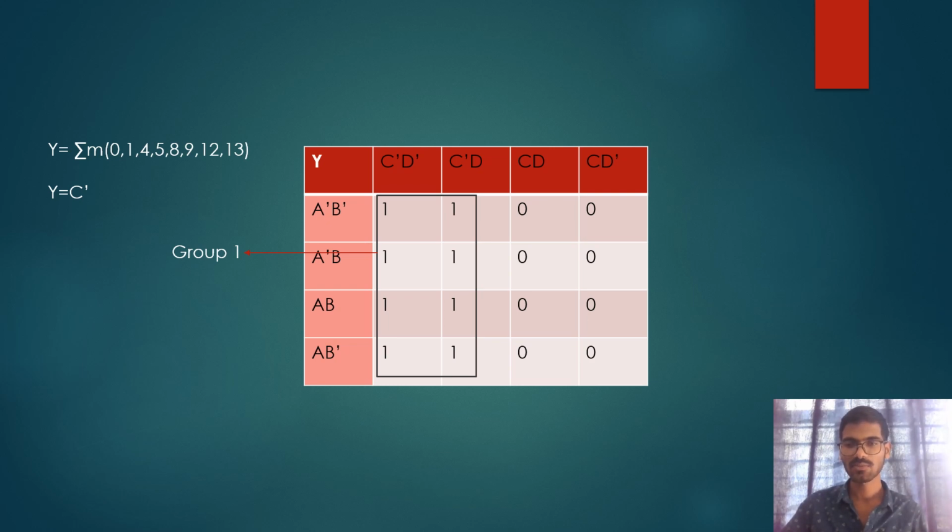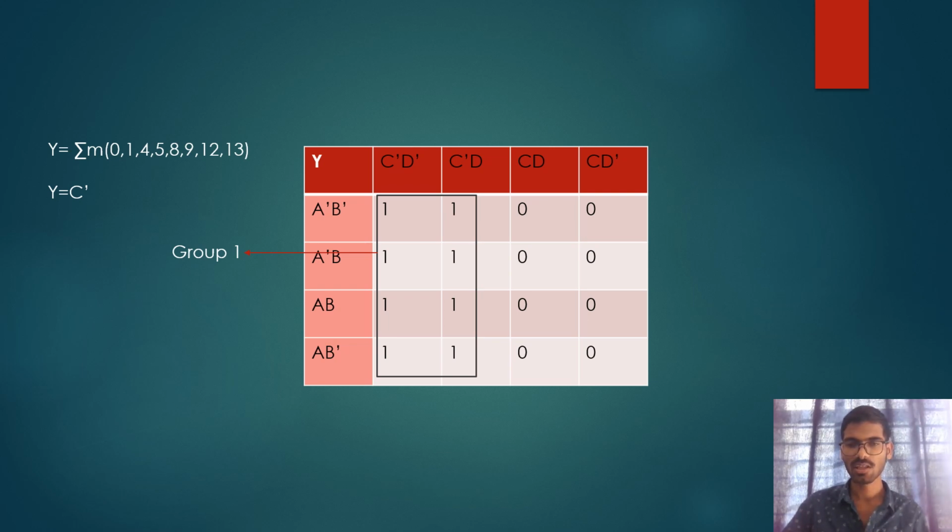Now let us represent in K-map. At all these positions we need to specify 1 as the output. Rest all positions we need to specify as 0. At 0, 1, 4, 5, 8, 9, 12 and 13 we specify 1. Rest all positions of the output are 0.